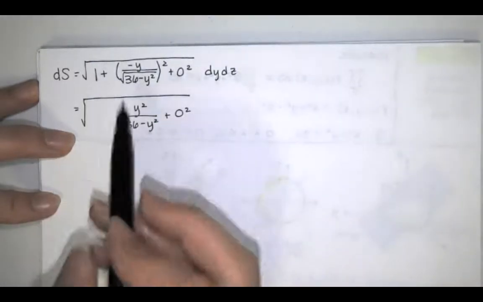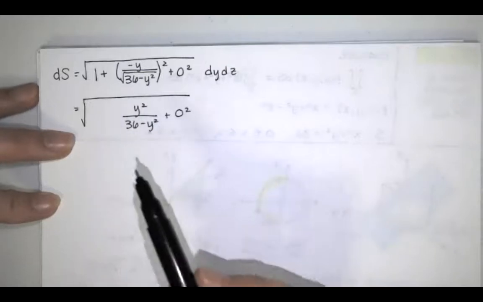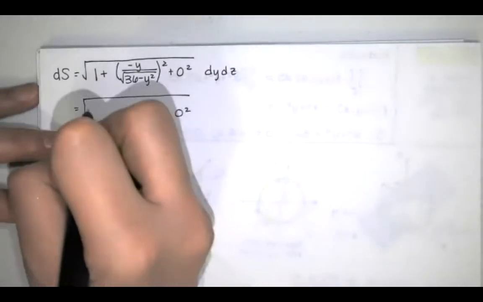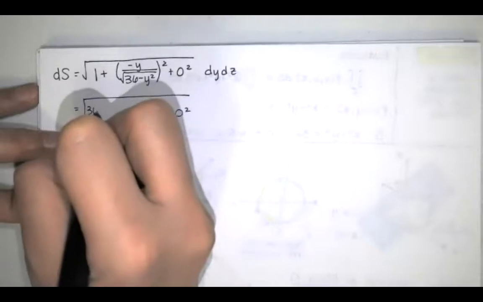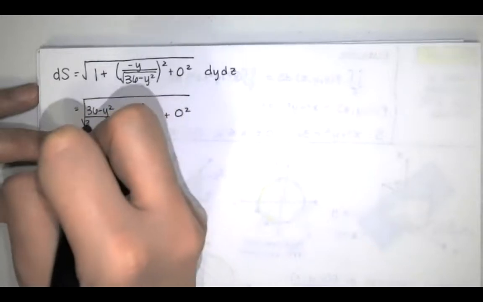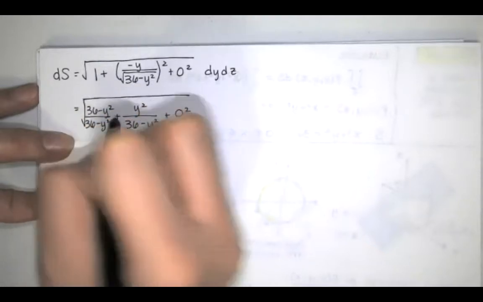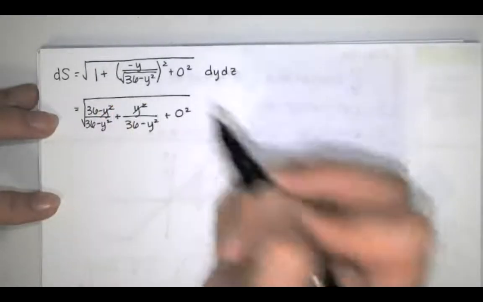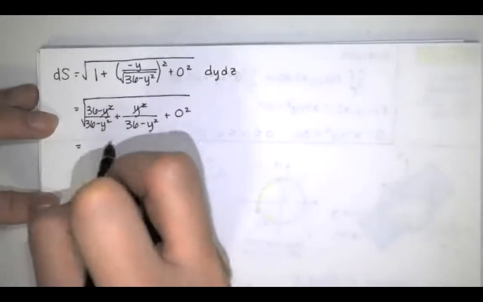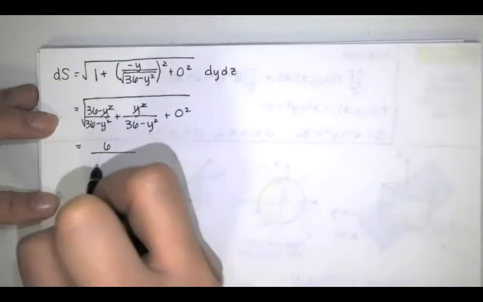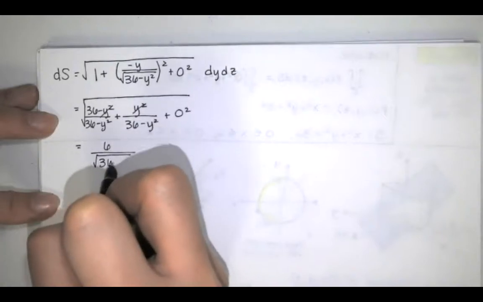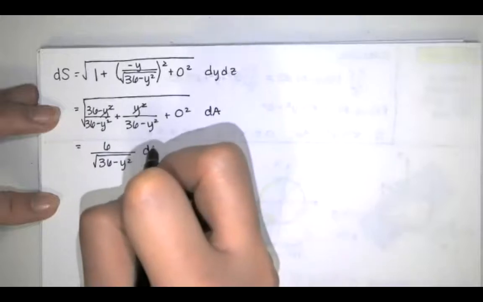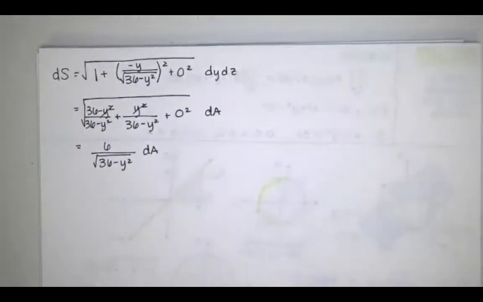Then over here, this 1 needs to be written differently so that I can add it to this. I would like a common denominator. So I'll write 1 as this 36 minus y squared over itself, so that's the same as 1. And then when I add those together, I can add the numerators, and we'll have the square root of 36 over the square root of 36 minus y squared. And we're still going to have that dA, where dA is dy dz or dz dy.